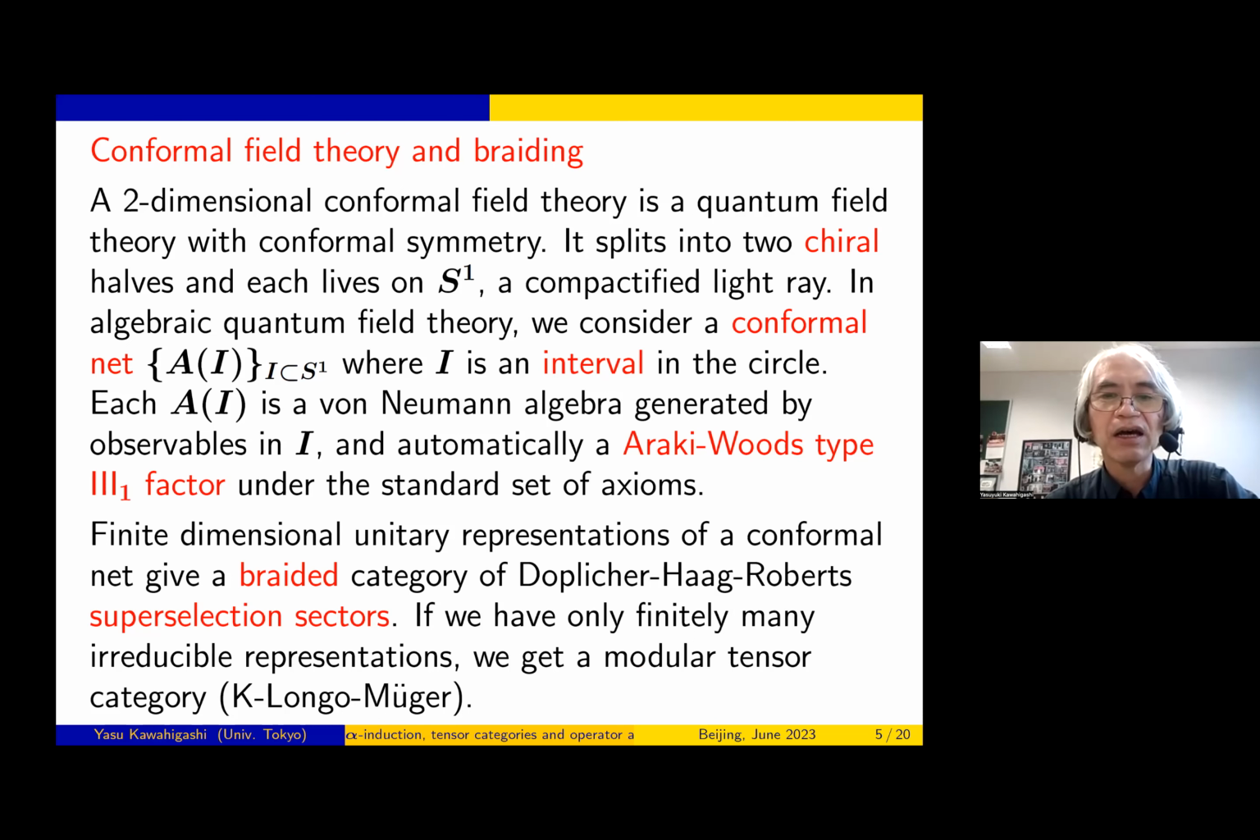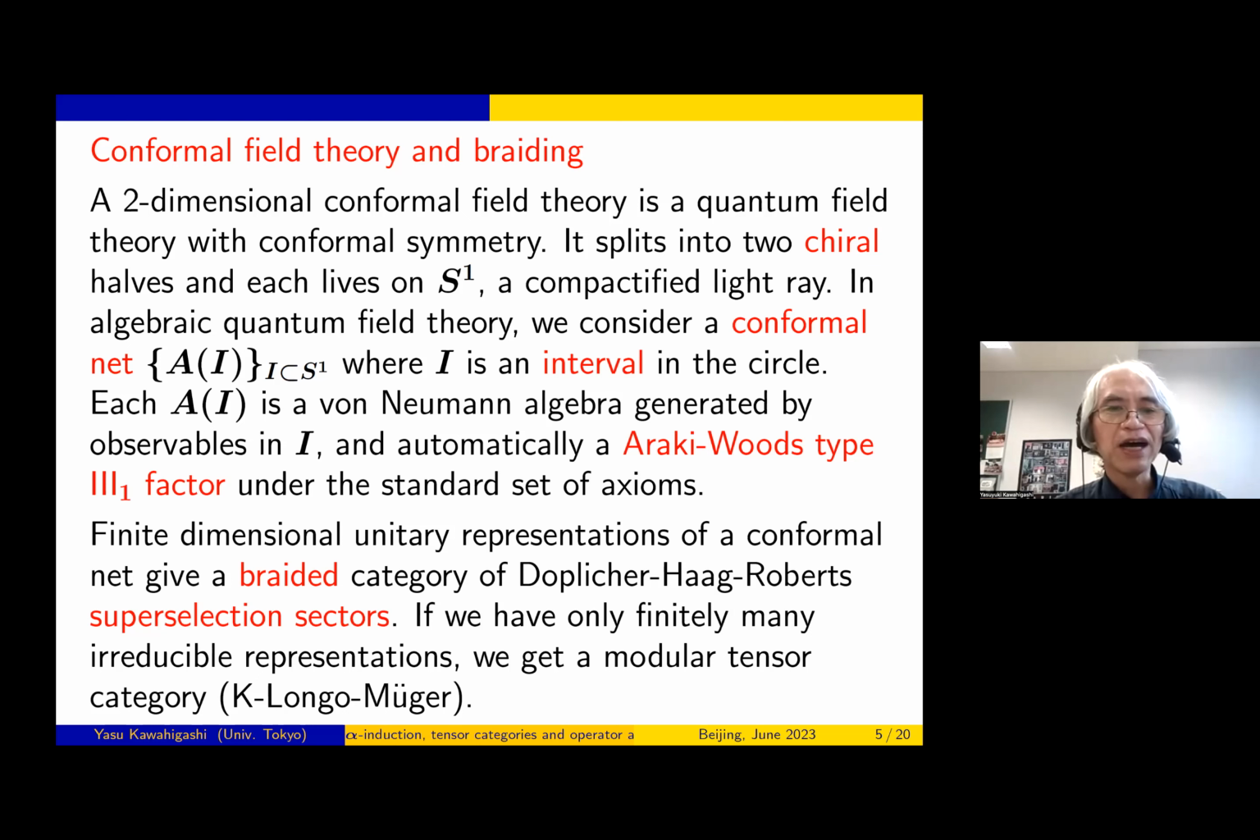In this standard setting, this A of I is automatically a specific von Neumann algebra called a type III-1 factor. It doesn't matter, but I just mean that each operator algebra is automatically uniquely determined. So each operator algebra doesn't contain any information about the quantum field theory. But as a family, there are relative relations among these operator algebras. Then they describe the conformal field theory.